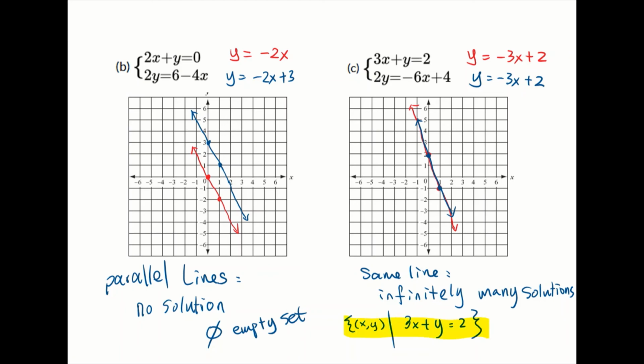And this is how the homework represents the solution. This means that the solution is an ordered pair (x, y) such that this ordered pair satisfies the equation 3x plus y equals 2. In other words, any point on the line of 3x plus y equals 2 is a solution to the system.